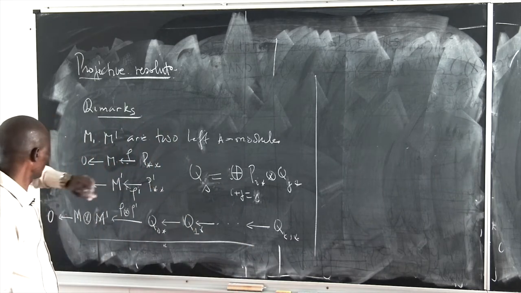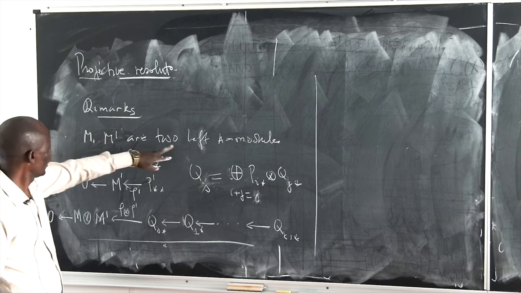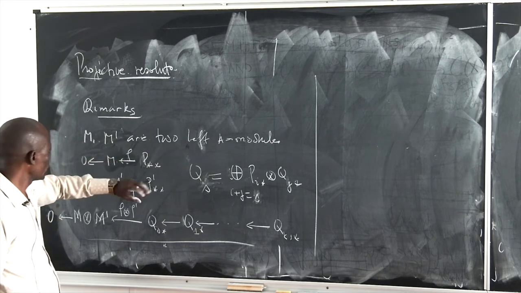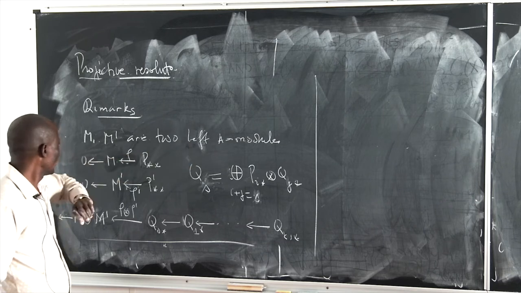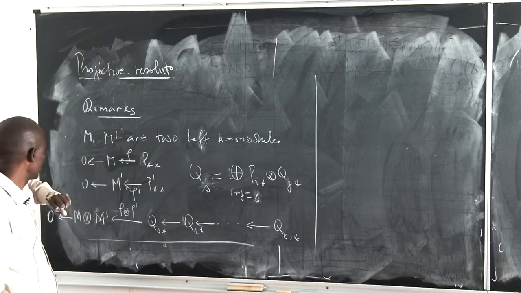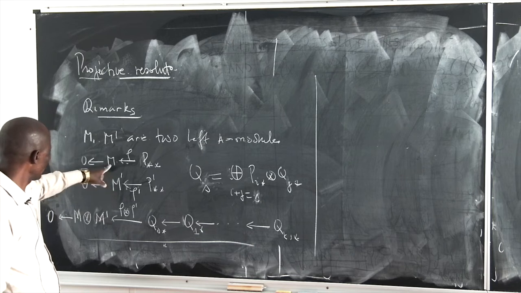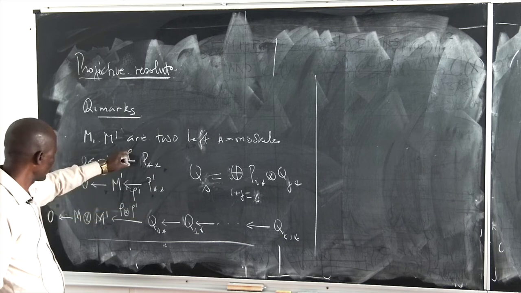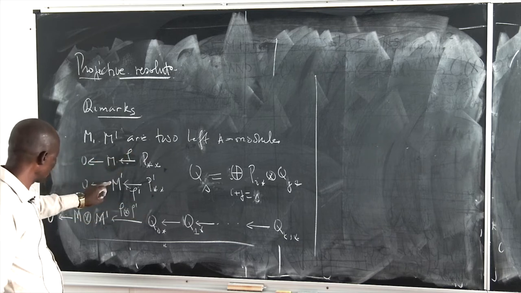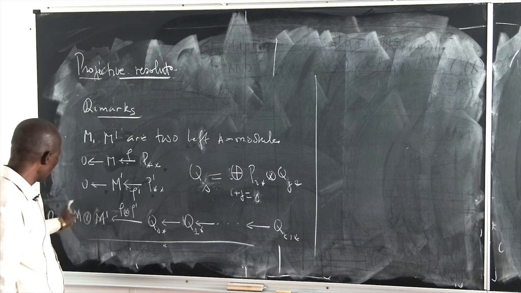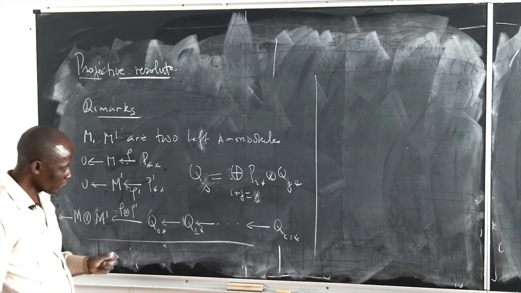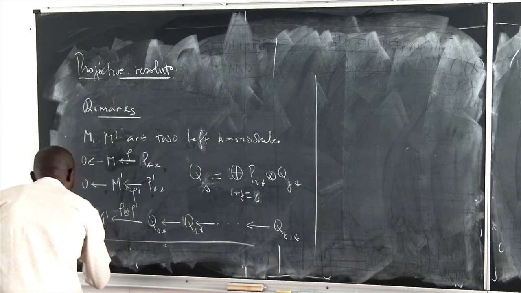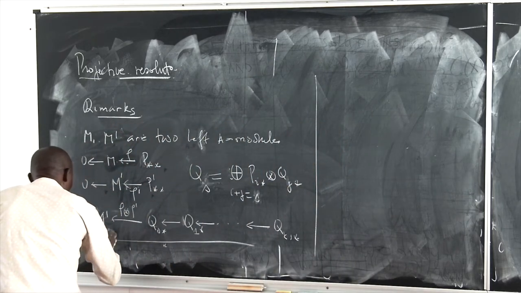So if M and M' are two A-modules with some condition, the condition is that M and M' are left A-modules, then we have this. If we have the projective resolution and the projective resolution here, you can combine the two projective resolutions of M and M' respectively to construct the projective resolution of the tensor product of M and M'. Here the tensor product is over A.